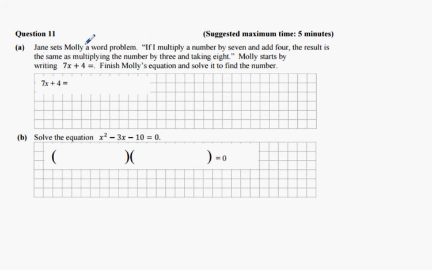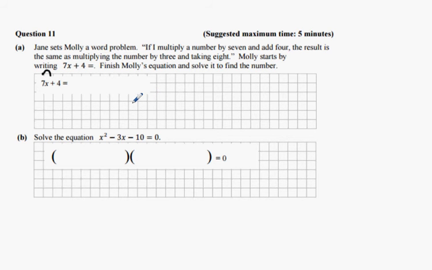Question 11. Jane set Molly a word problem. If I multiply a number by 7 and add 4, the result is the same as multiplying the number by 3 and taking away 8. Molly starts by writing this. Do you know what that means? 7 times your number and then add 4. How do you write down 3 times your number, then take away 8?